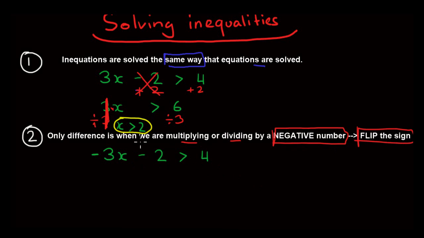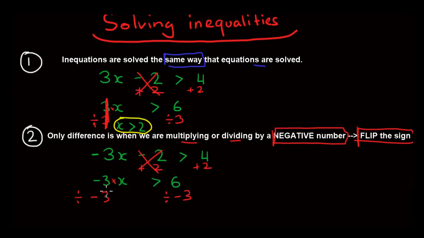So if we have that same example as we did just now, what we do first is the plus and minus, so minus 2, opposite is plus 2 to both sides, that cancels out. We're left with minus 3x is more than 4 plus 2 is 6. Remember, there's a times in between the minus 3 and the x. We have to do the opposite operation, so we'll divide both sides by minus 3 to get rid of both the 3 and the minus.